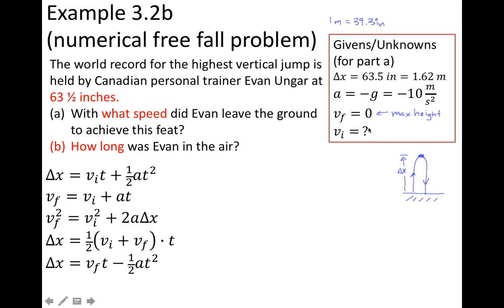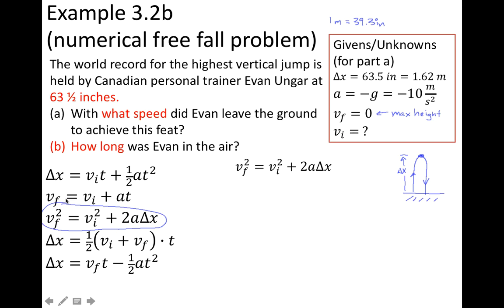So again, we need to look at our list of equations, and we need to identify an equation that has the 3 known values or given values and the 1 unknown value. And notice that we are missing time. There's no time given or asked for. So the equation that does not have anything to do with time is this third one. So that's the equation we're going to use to solve the problem.